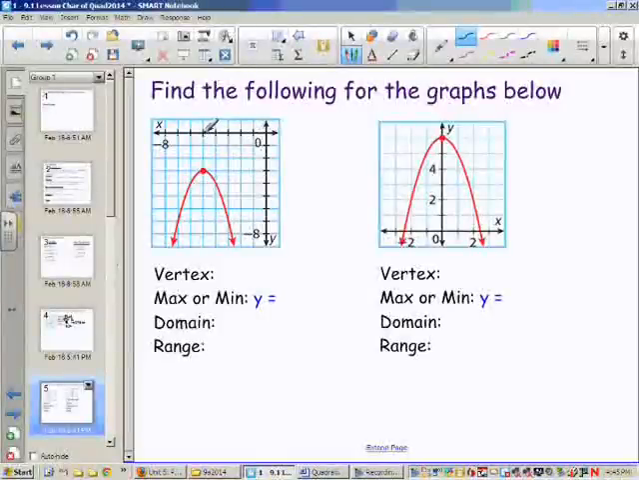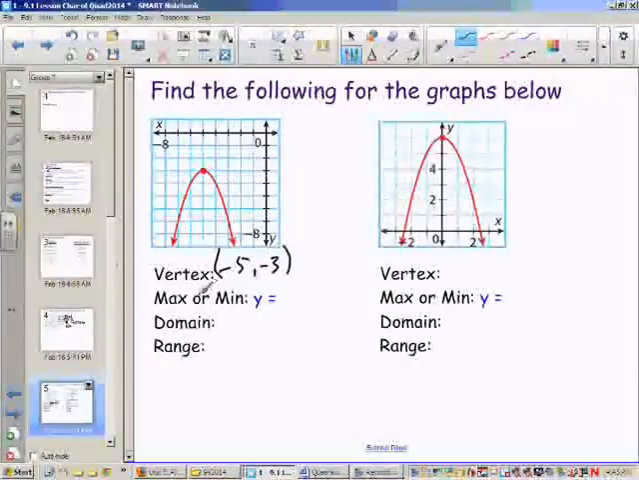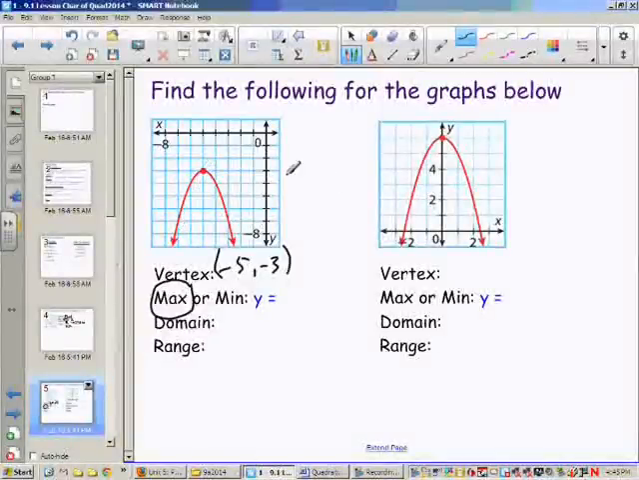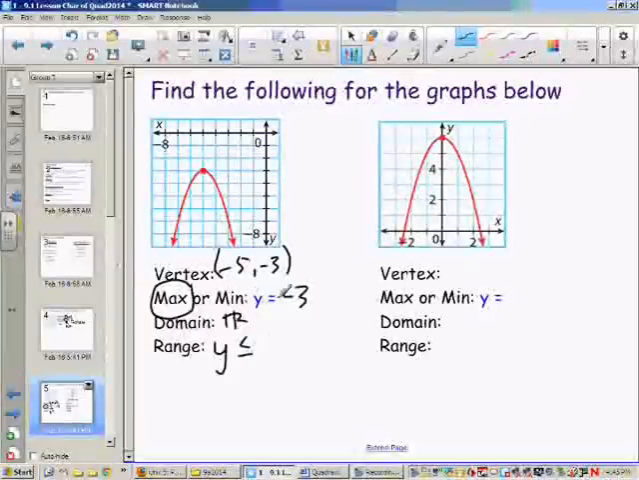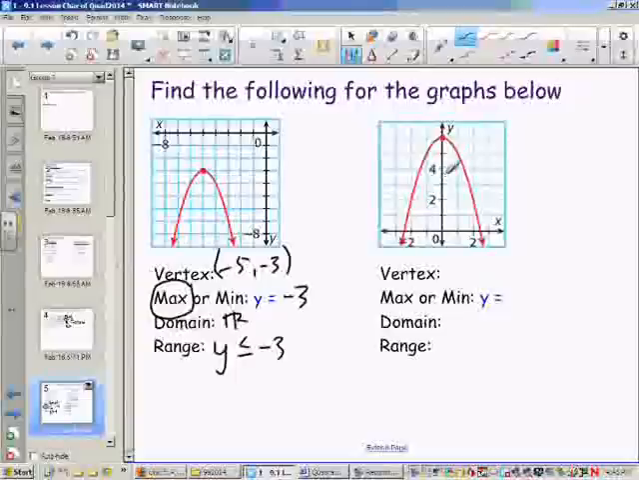Vertex: we go left 5, 1, 2, 3, 4, 5, down 3, negative 5, comma negative 3, sorry. And it is a maximum in this case because the graph goes up till it gets to y equals negative 3, and then it drops back down to more negatives. So y equals negative 3 is the max. The domain, again, all reals. This will not change. The range is going to be y is less than or equal to this maximum, negative 3.